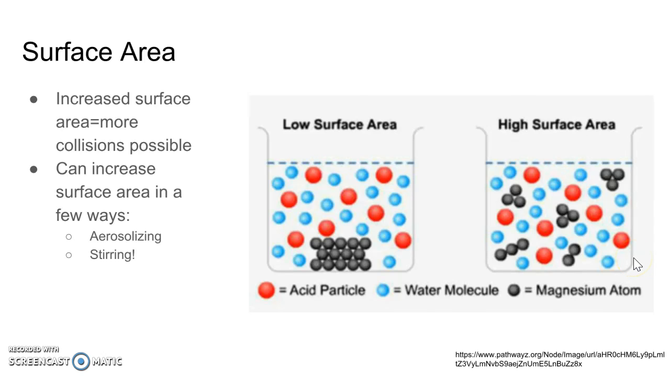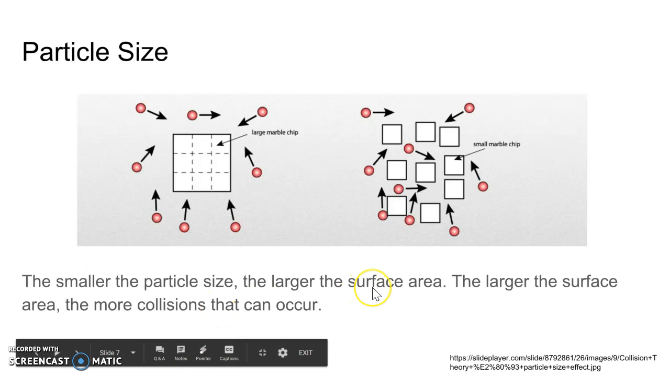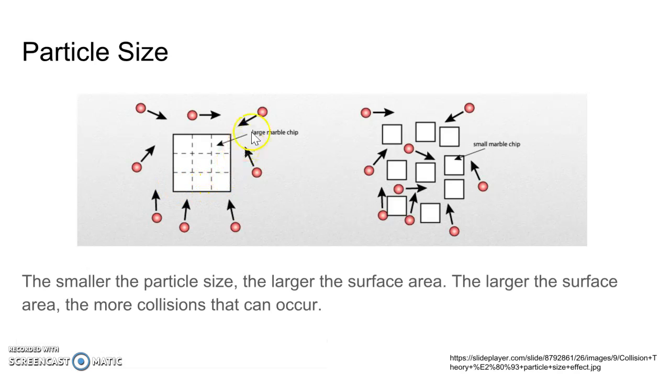Another thing that can definitely increase surface area is the particle size itself. So the smaller the particle size, the larger the surface area. So if I'm looking at this large marble chip here, that's not going to have as many opportunities for successful collision because it doesn't have as much surface area. But if I compare over here, where there's a much smaller marble chip, there's more opportunities for collision. And so therefore, remember there's more opportunities for successful collisions, and therefore more opportunities for a reaction to occur.